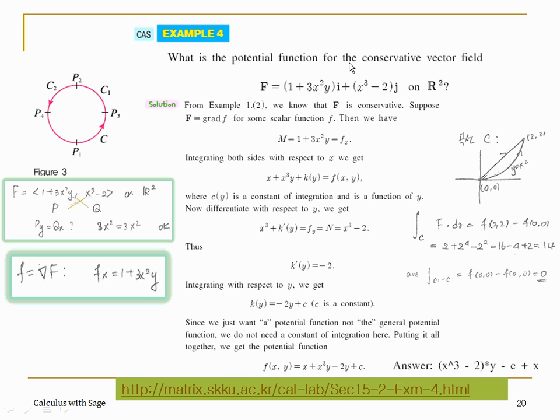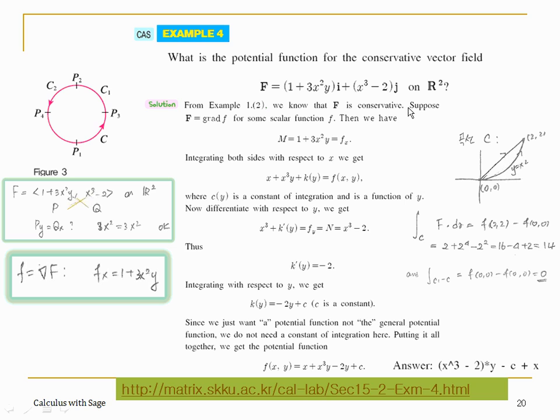Okay, what is the potential function for a conservative vector field like this? We check whether it is conservative or not. Here, P and Q are here, it's M and N. Anyway, the partial derivative of this one with respect to y and the partial derivative of this with respect to x are the same. So it is conservative, so there exists a potential function. So let's try to find it.